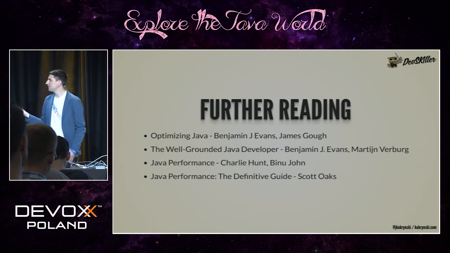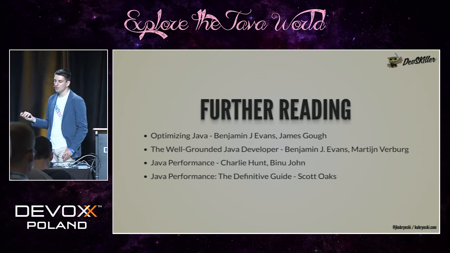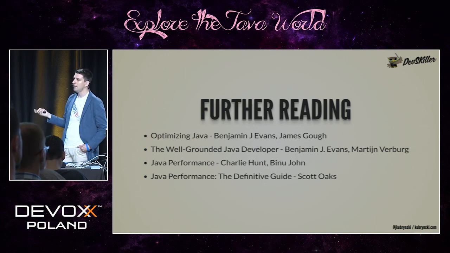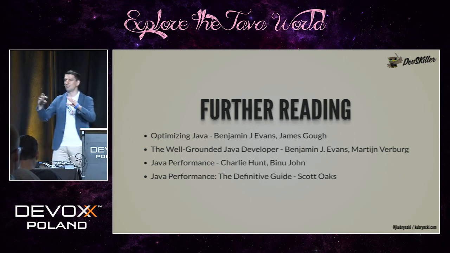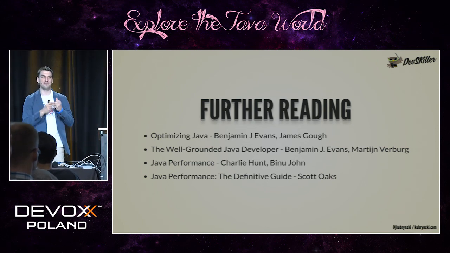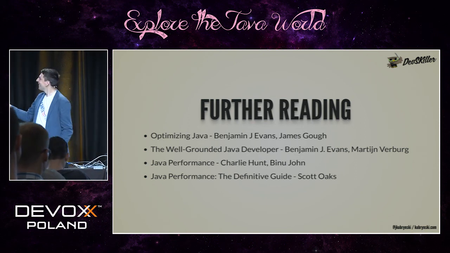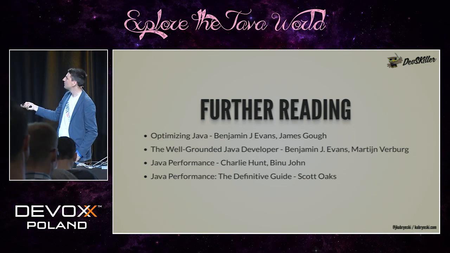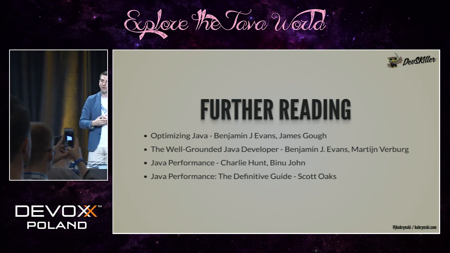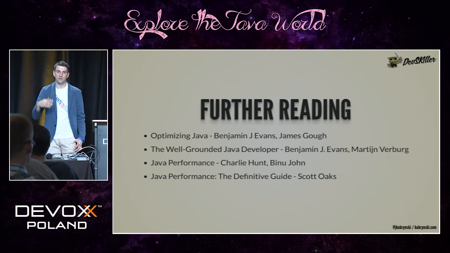If you are interested in the JVM, if you want to know more about what's happening here, there is a great book by Benjamin Evans and James Gough. It's called Optimizing Java. It's not yet written, but there is already like 30% of this book, and this is a really great book. Those 30% are brilliant, okay? Yeah. So there is also The Well-Grounded Java Developer book by the same author and Martijn Verburg. It's also a great book, which is doing as it suggests. It's grounding the Java developer knowledge.